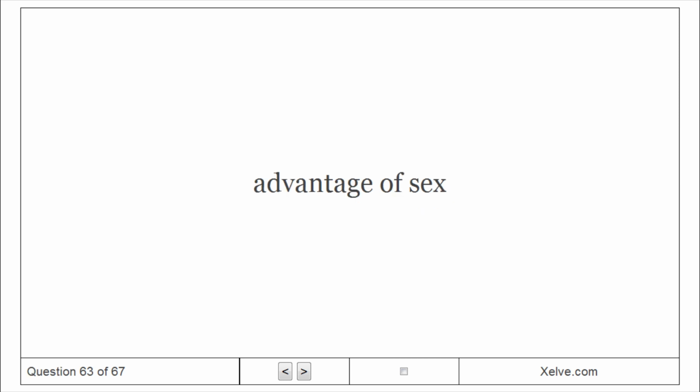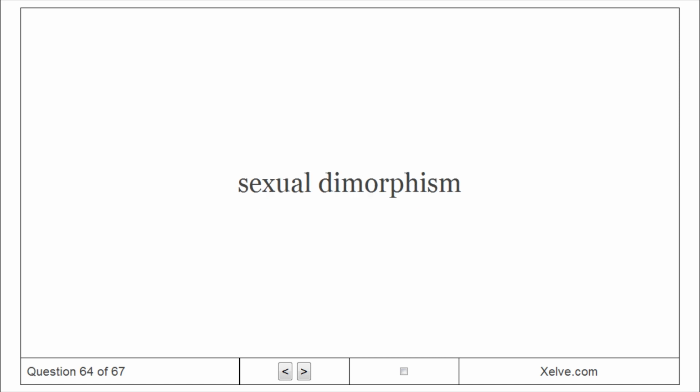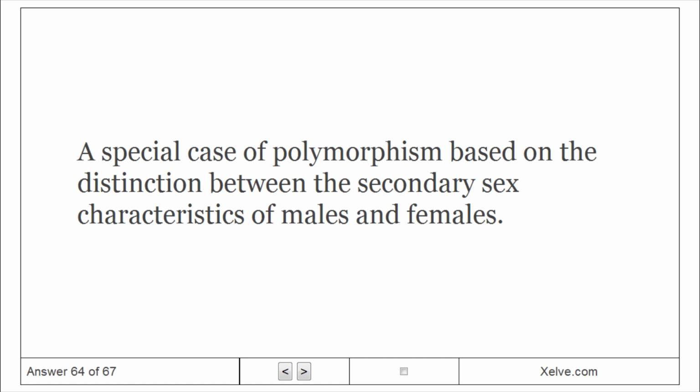Advantage of sex. The processes of meiosis and fertilization generate the genetic variation upon which natural selection can act as an agent of adaptation. Sexual dimorphism: a special case of polymorphism based on the distinction between the secondary sex characteristics of males and females.